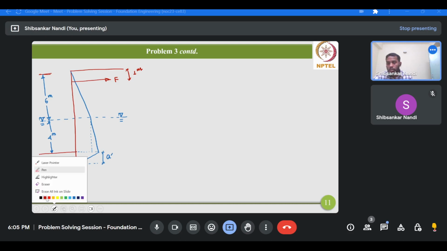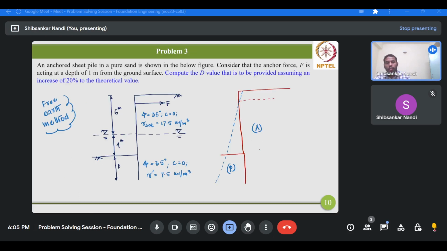Now, due to rotation about this anchor level, we have divided the entire soil mass into two parts. The left side portion will be under passive condition, and the right hand side portion will be under active condition, as shown in this slide. Therefore, above the dredge level in the right hand portion, the active earth pressure will be the net earth pressure.